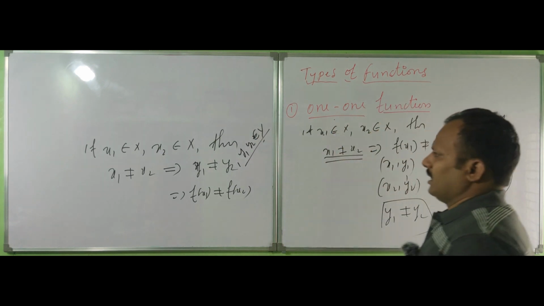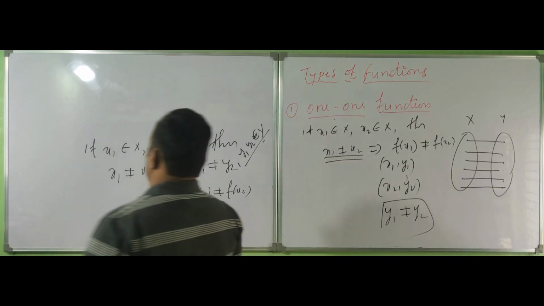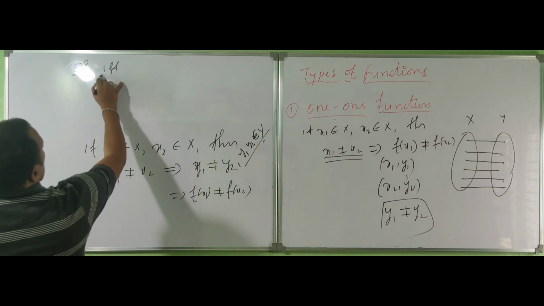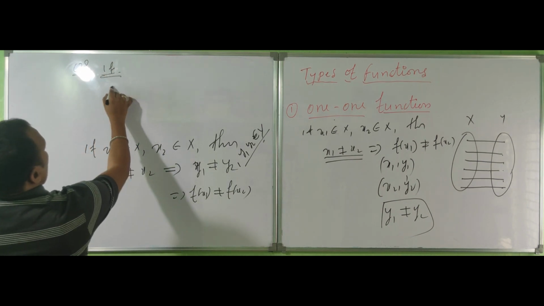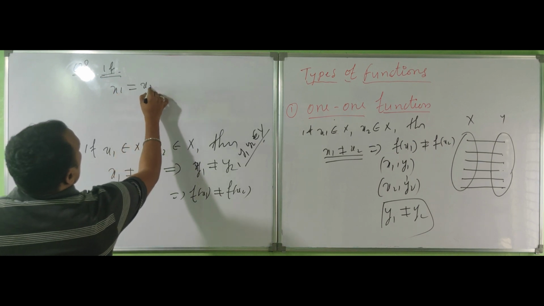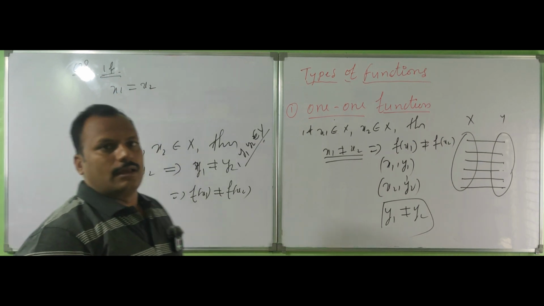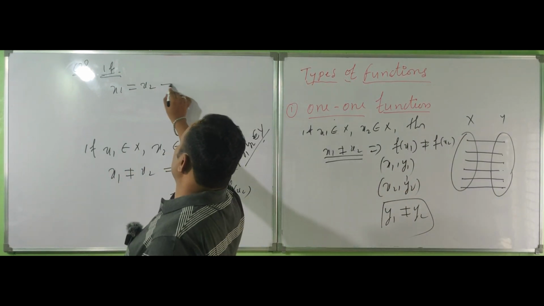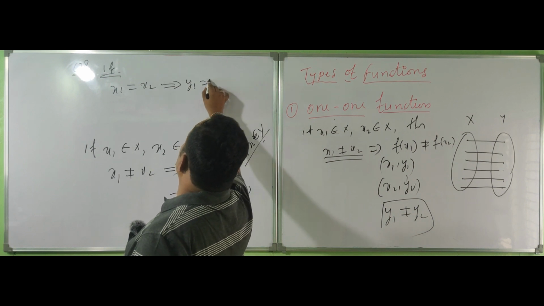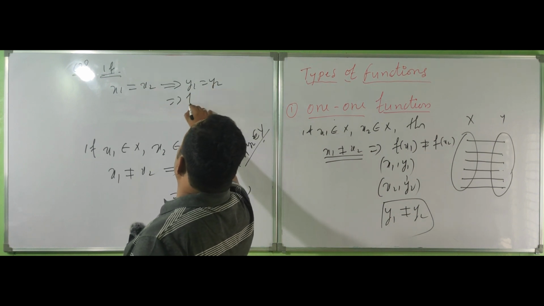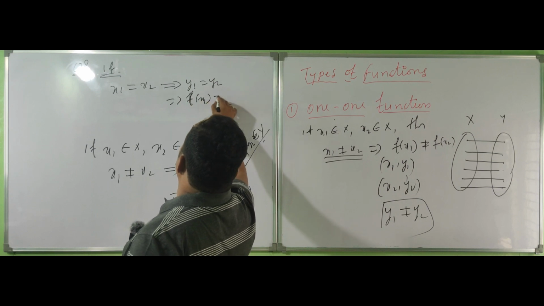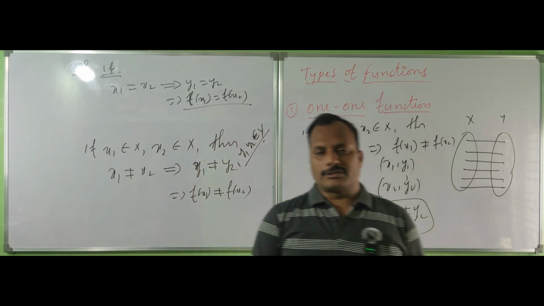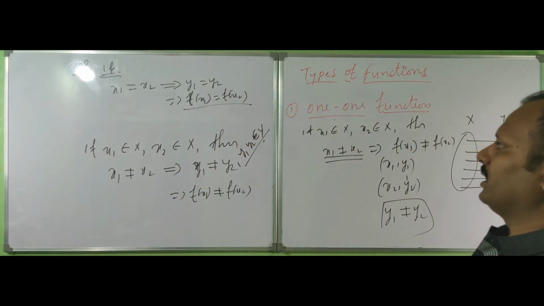Or, another condition: if x1 is equal to x2, a single element, not two elements, then y1 is equal to y2. This implies f of x1 is equal to f of x2. This is very useful when proving whether a function is one-one or not.